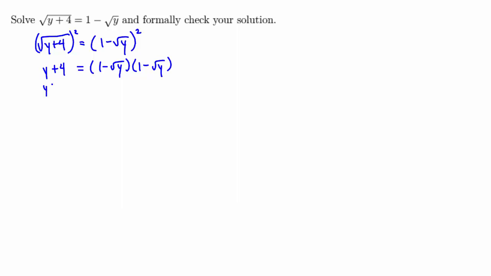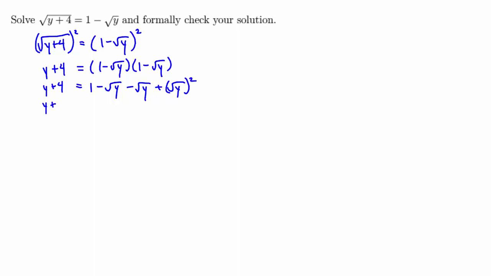So the left side is going to stay as y plus 4, and on the right side I'll multiply that through. So those first terms, I'll get 1 times 1, which is simply 1. For my outside terms, I'll have 1 times the negative square root of y, so I'll have minus the square root of y. Inside terms, I have the negative square root of y times 1, so I'll have minus the square root of y again. For the last terms, I have the negative square root of y times the negative square root of y, so I will have plus that quantity square root of y squared.